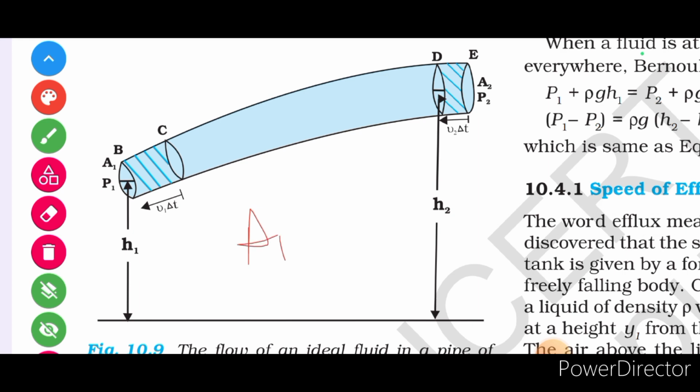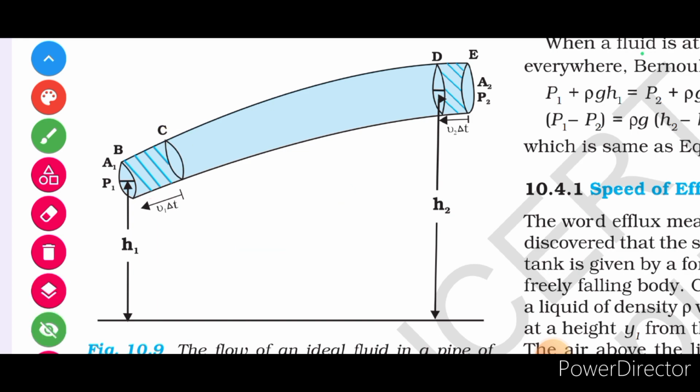As we have taken delta t very small, the area of this region will not increase significantly, only infinitesimally. There will not be much difference, so we can multiply the area A1 by this length, v1 delta t. This is the volume of the liquid of this cross sectional area in delta t time.